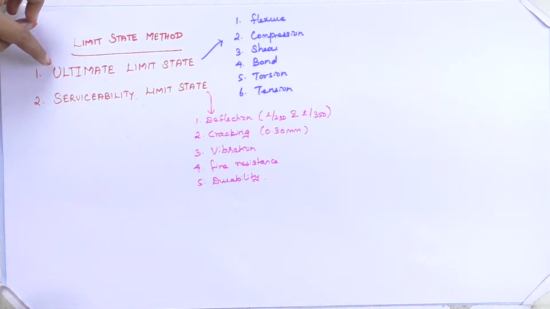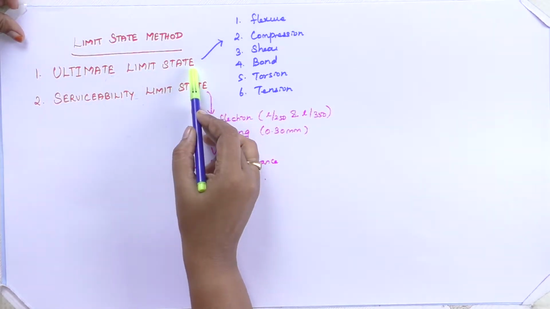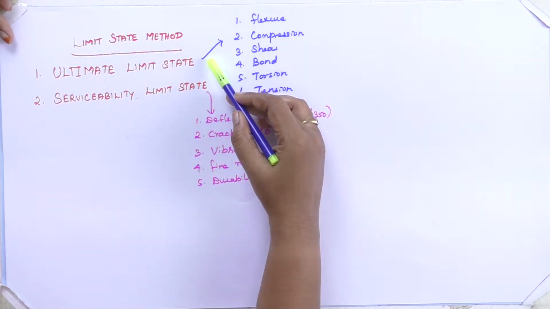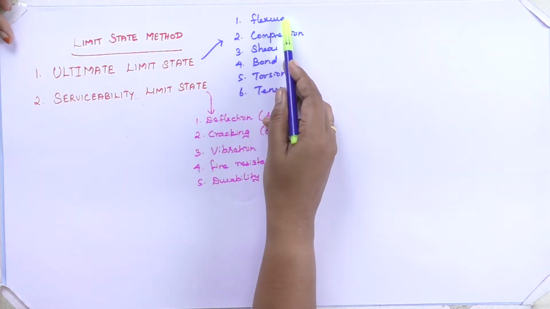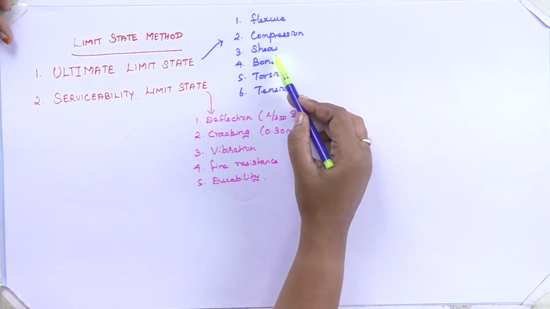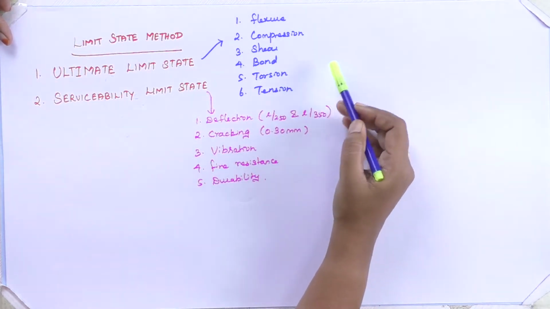We have two types of limit states. First, we are going to see about ultimate limit state. We can call it ultimate limit state or limit state of collapse. In ultimate limit state, we are going to check limit state of flexure, limit state of compression, limit state of shear, limit state of bond, torsion and tension.